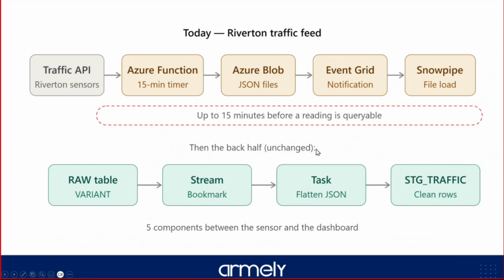However, the back half remained unchanged. Once Snowpipe does its role, we have the raw table, the stream and the task, and then the staging piece with the clean rows. So we didn't interfere with the pieces on the Snowflake side. We just enhanced this process here so that we can remove the 15-minute lag before a reading is queryable.